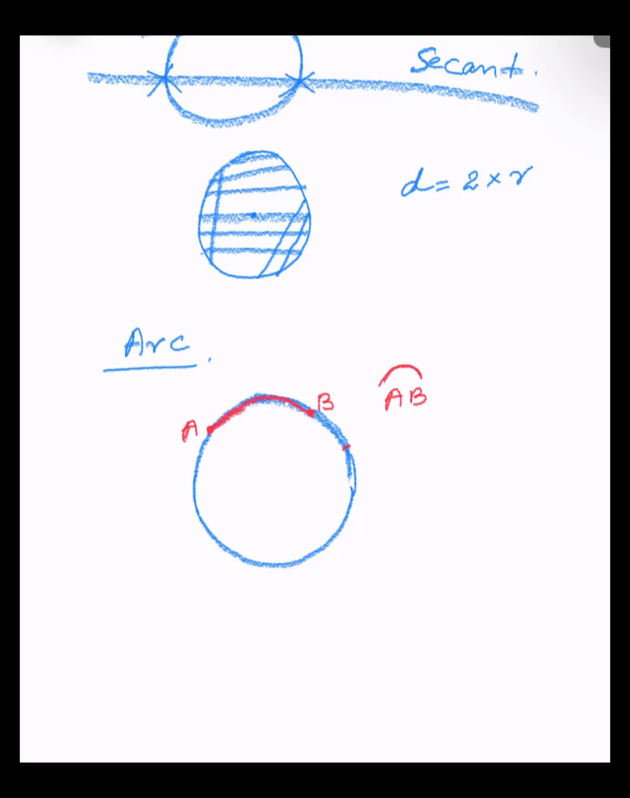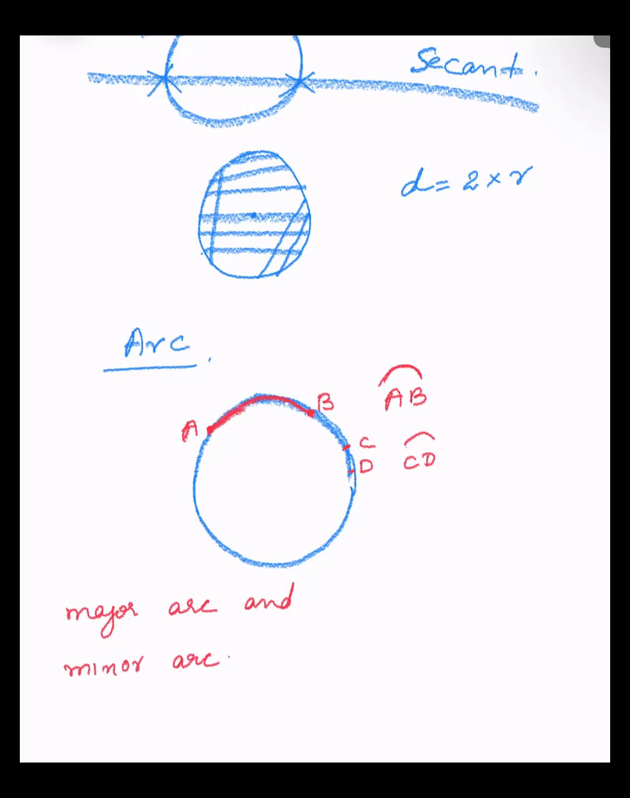So I can write this and this, CD. CD is again arc CD. So arc CD means it's 2 points on the circumference of the circle. Okay, arc is part of the circumference of the circle. Fine. So whenever you talk about arc, you have a major arc and a minor arc. Major arc and minor arc.